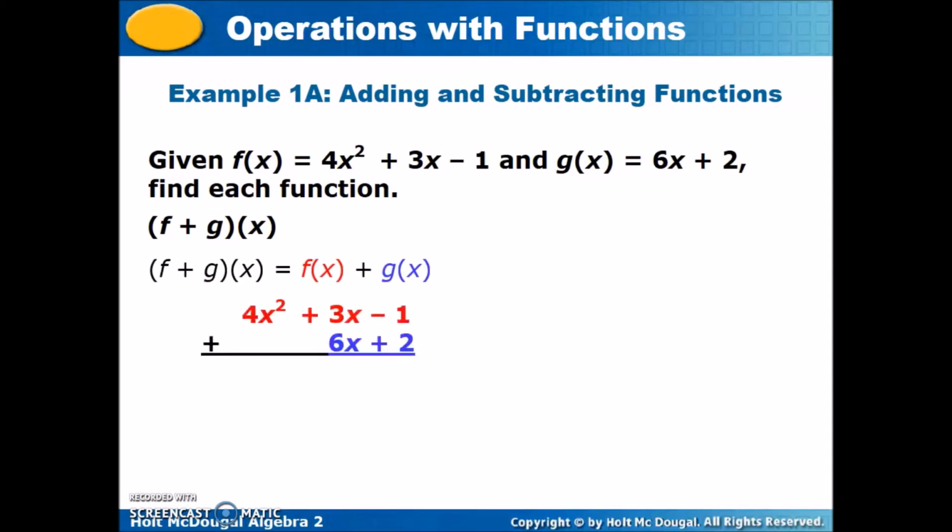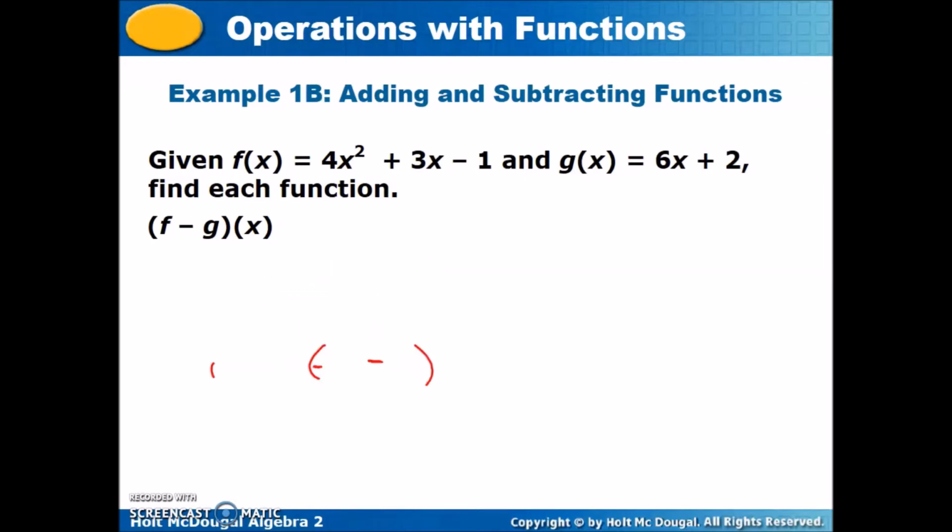Okay, so for this, I'm going to use my vertical method, 4x squared plus 3x minus 1, and we're going to add to it 6x plus 2. We're adding like terms, so obviously we drop down the 4x squared, we add the 3x to the 6x, that gives us 9x, and 2 minus 1 is 1.